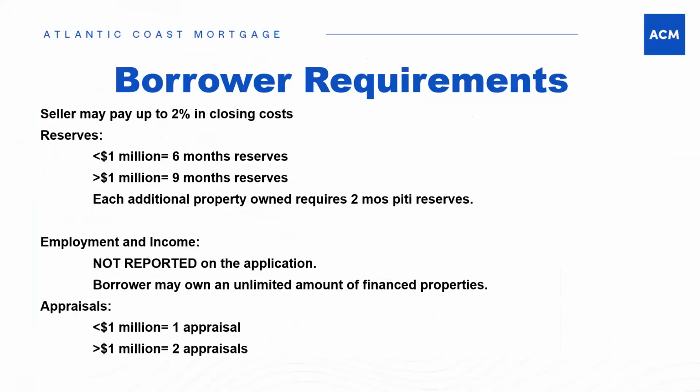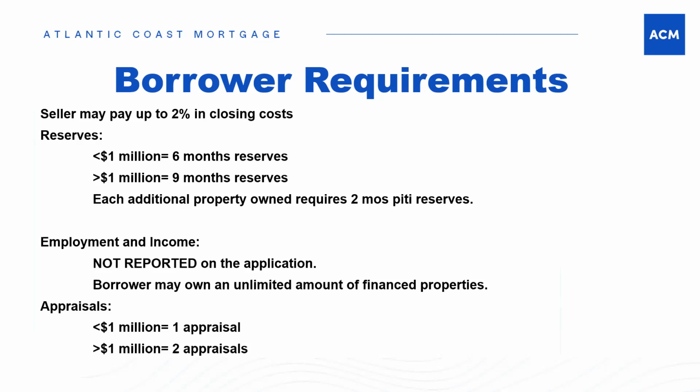And then the other one was they had to have a 1.25 ratio. The seller may pay up to 2% in closing costs, which is awesome. Typically on this kind of loan, the sellers would not be able to pay any closing costs, but for this loan program, they can pay up to 2%. As always, with a risky product like that, reserves are a big thing.